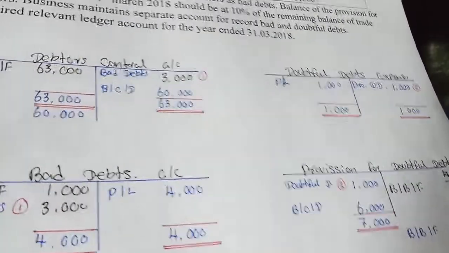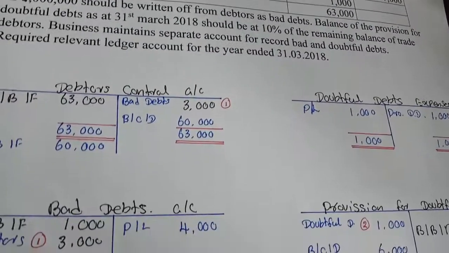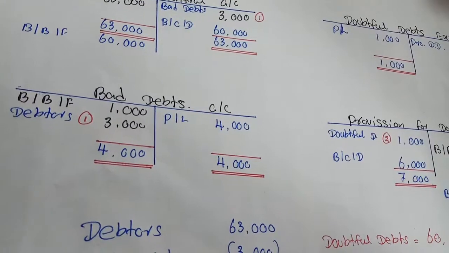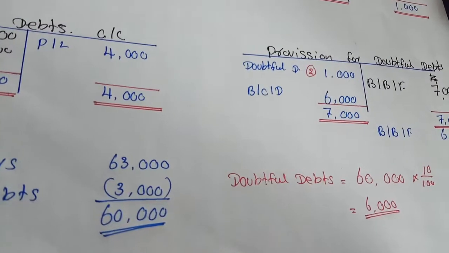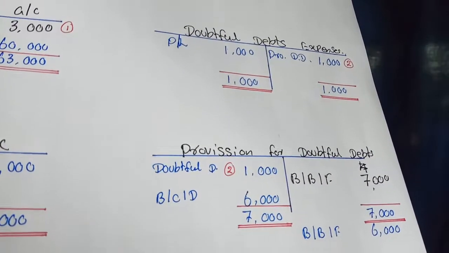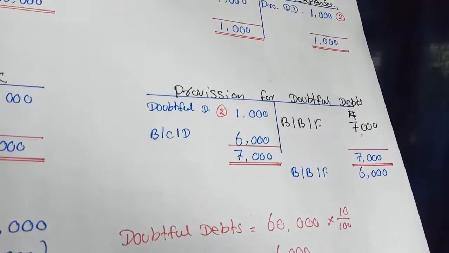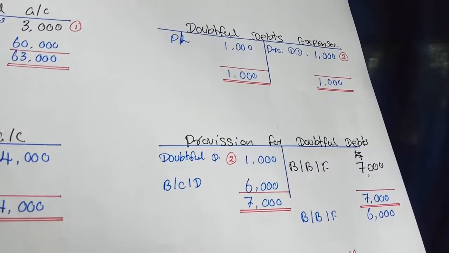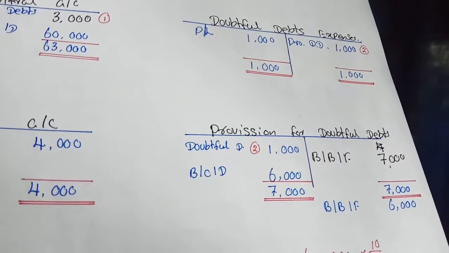First one, bad debts included in the additional information should be recorded 3,000. Effect for debtor decrease. Therefore, debtors account credit, bad debts account debit. Then doubtful debts value already calculated 6,000. But there is a balance in the provision for doubtful debts accounts. Therefore, 6,000 should be carried down from debit side to credit side. Cannot be recorded entire 6,000. If there is a balance, the difference value should be considered in the income statement.